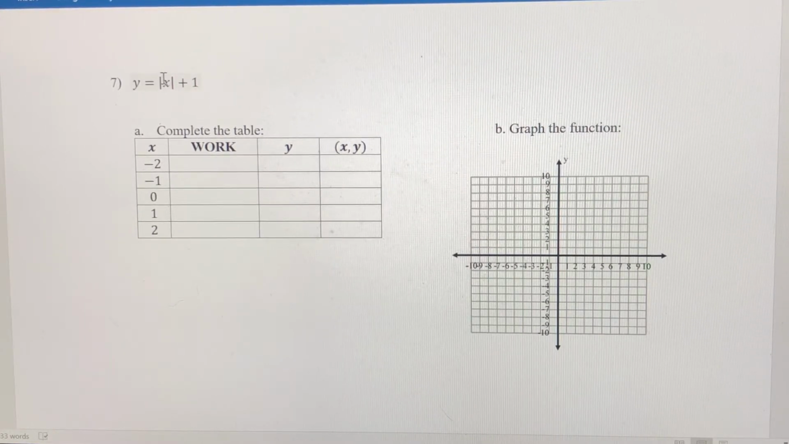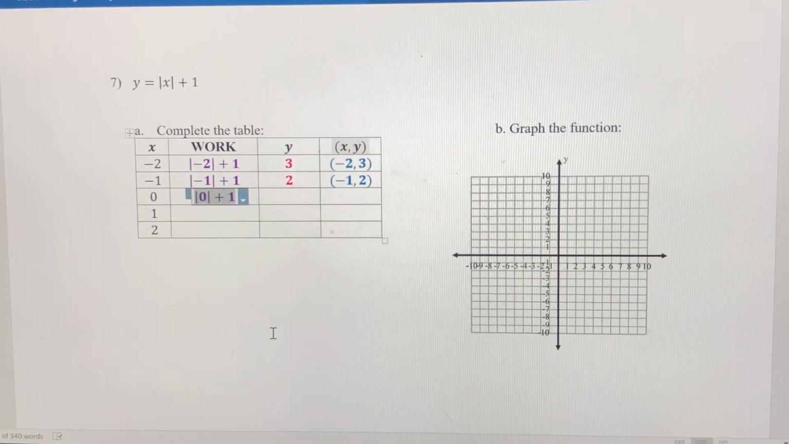So y equals absolute value of x plus 1. So we want to plug in -2. So absolute value of -2 is +2. 2 plus 1 is 3. So -2, comma 3. -1. So absolute value of -1 is +1. 1 plus 1 is 2. So -1, comma 2. Let's plug in 0. So I'm just going to get 0 plus 1, which is 1. So 0, comma 1.